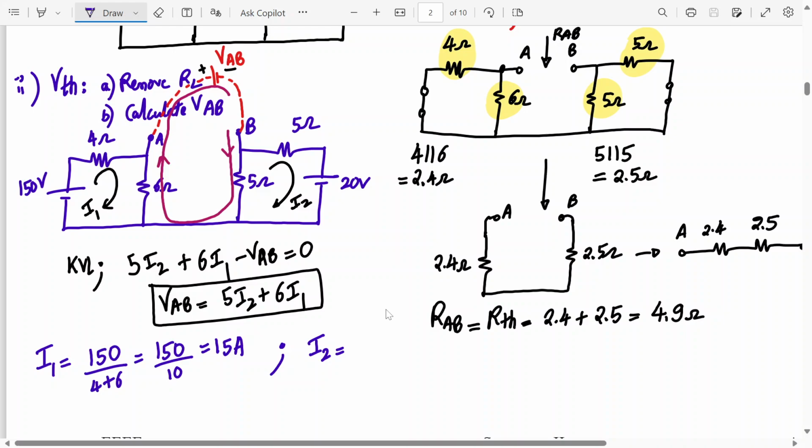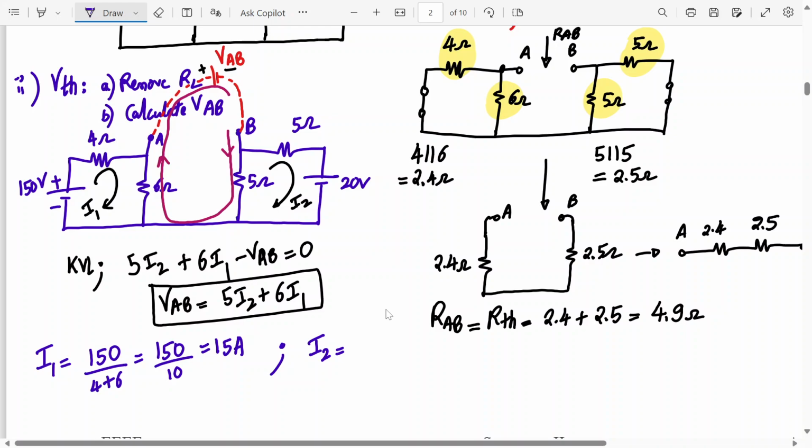What is I2? So here we were going from minus to plus. So it was plus 150. Can you tell me intelligently how much is I2? Formula? Minus 2. Yeah, minus 2 amperes, correct.